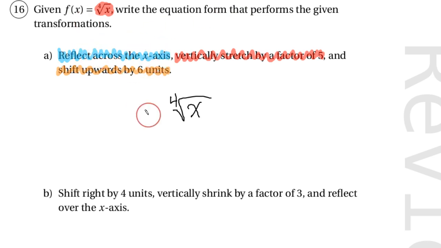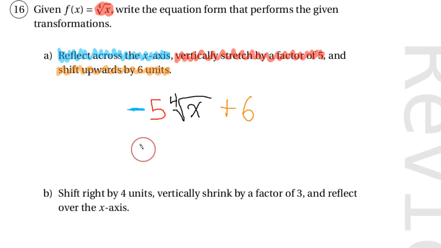Reflect across the x-axis means put a negative sign in front of the whole thing. A vertical stretch by a factor of 5 means that we need to put a number in front, and because it's a stretch, it needs to stay bigger than 1. Well, 5 is bigger than 1. And then shift upwards by 6 means it needs to not be inside with the x, so I'm going to put it on the outside after everything and say go up 6.